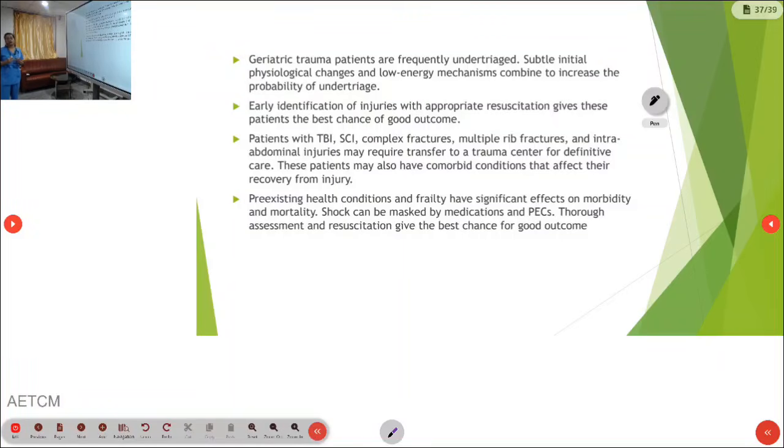Patients with traumatic brain injury, spinal cord injury, complex fracture, multiple rib fractures, and intra-abdominal trauma should be referred to a higher center for definitive management, and comorbid conditions should be taken into account while treating these patients. Pre-existing health conditions can significantly affect the morbidity and mortality of the patient. Shock may be masked by medication and pacemakers. Thorough assessment and resuscitation gives the best chance for a good outcome in geriatric patients.